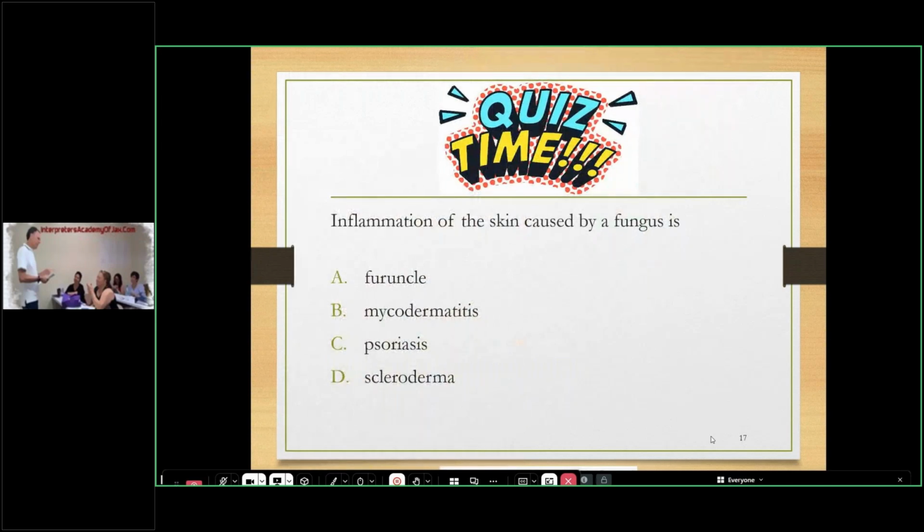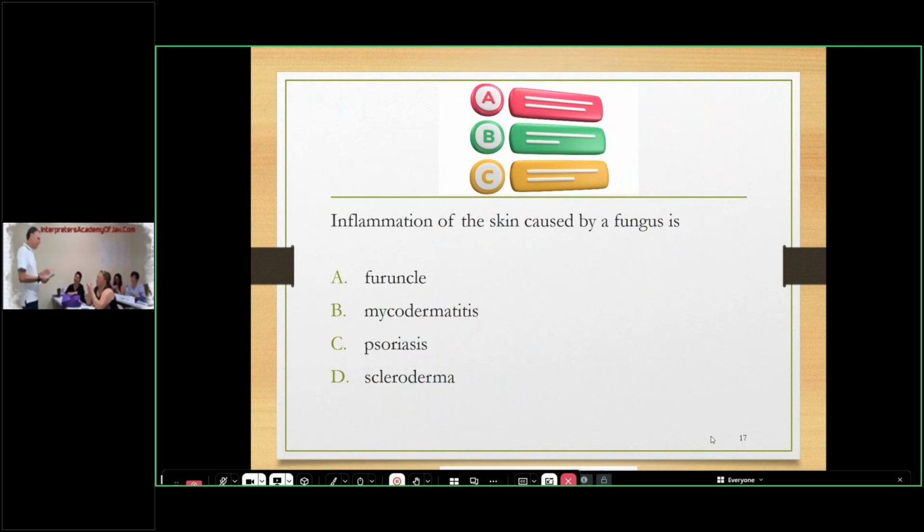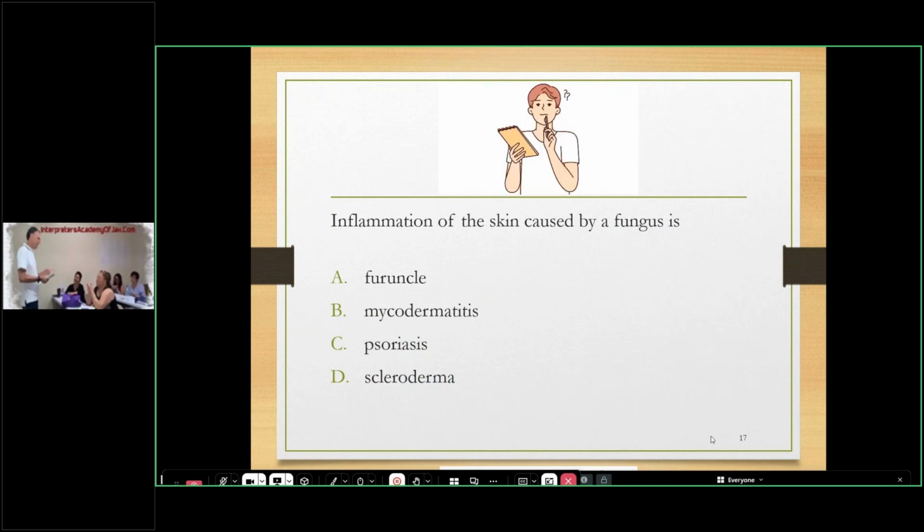Quiz time. Inflammation of the skin caused by a fungus is: A, furuncle. B, mycodermatitis. C, psoriasis. D, scleroderma. One volunteer at a time, please.